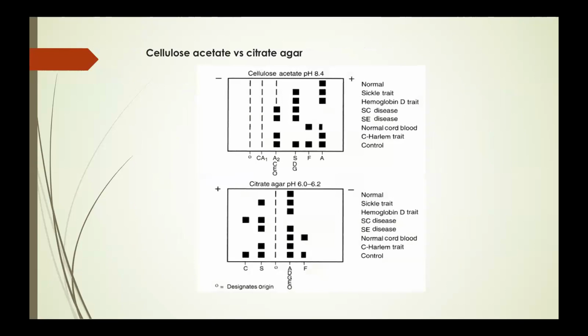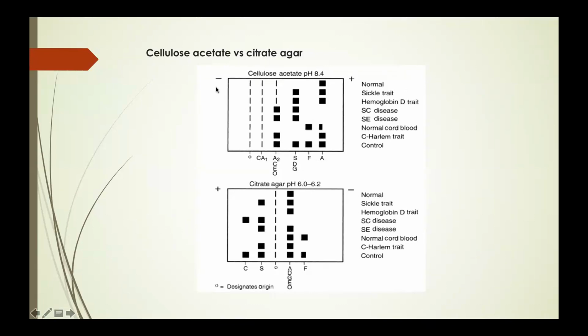So this is what we will have to find. It may not look like this, but this is a typical finding of hemoglobin. You can see we have cellulose acetate electrophoresis and also the citrate agar. Citrate agar is an acidic electrophoresis, and the top one, which is cellulose acetate, is alkaline, with a pH of 8.4. The migration of this molecule is from left to right.